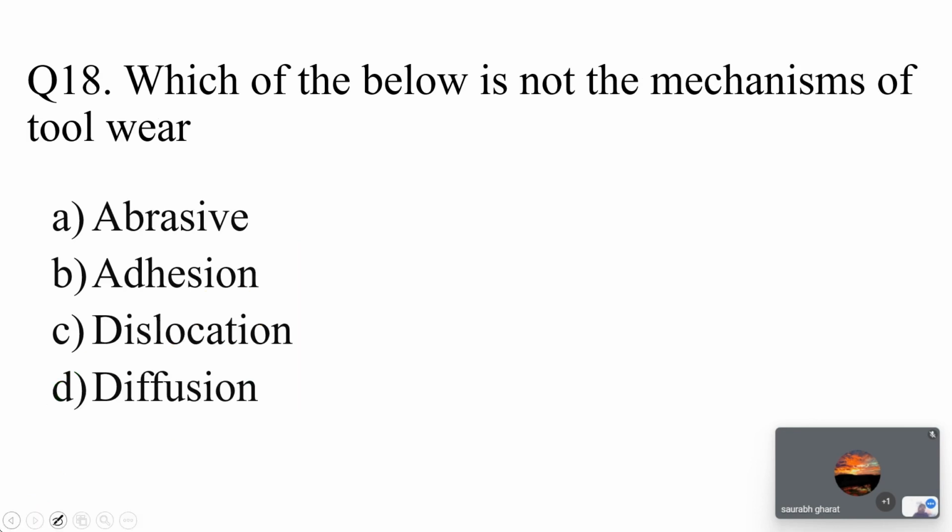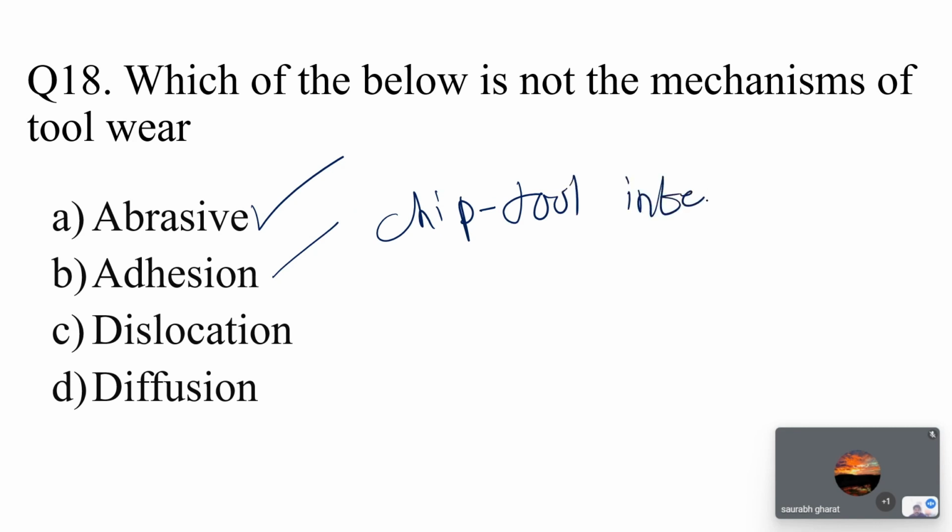Which of the below is not a mechanism of tool wear? Abrasion is yes, because at the chip-tool interface there is abrasion. Adhesion, again at the chip-tool interface, there is adhesion. Abrasion is there, and adhesion is also there at the interface. And diffusion is again happening.